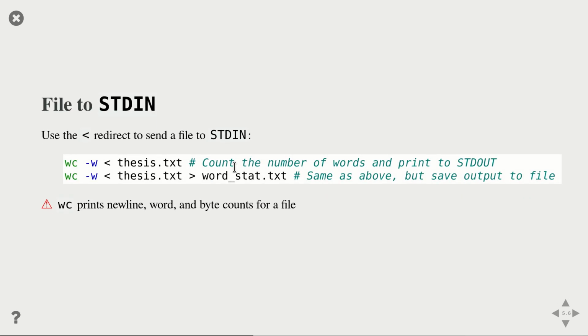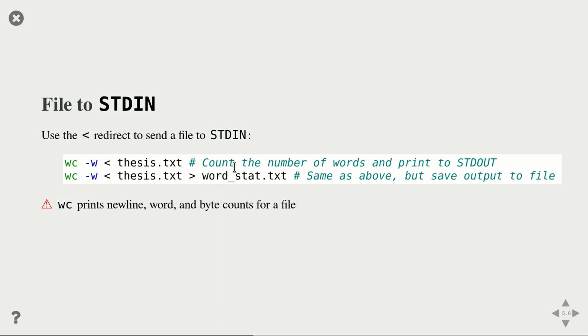This also works the other way around. If you have text that is supposed to be the input of a program, in other words, you want to redirect the standard in stream so that it comes from a file instead of the keyboard, the way you do that is use this smaller symbol. This WC command prints new lines, words, and bytes counts for a file. So it essentially creates some statistics on your file. So let's say you're interested in how much text your thesis already has.